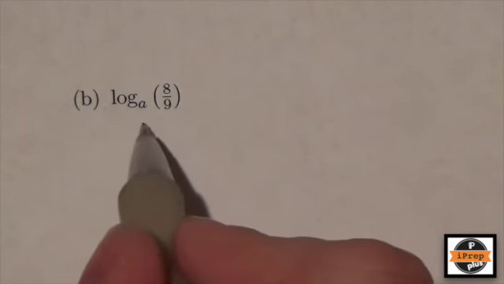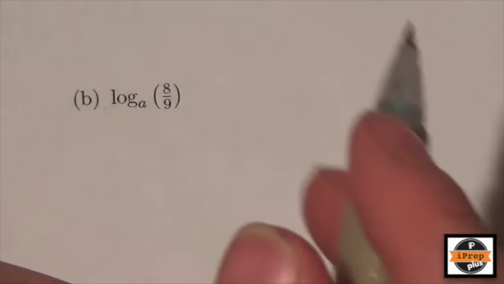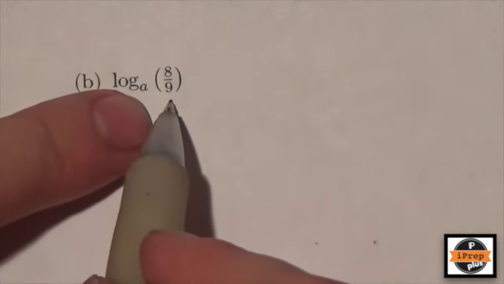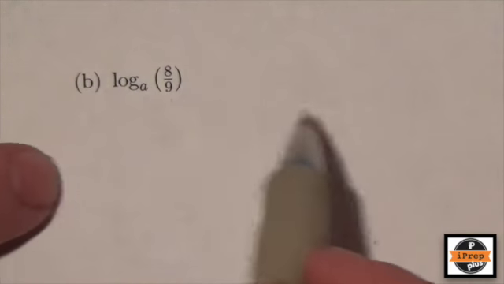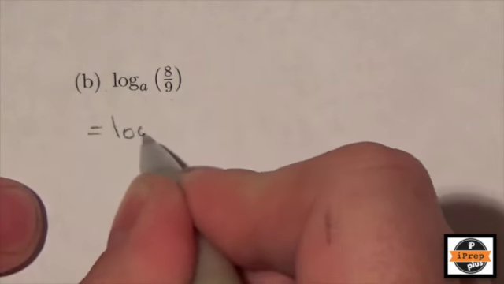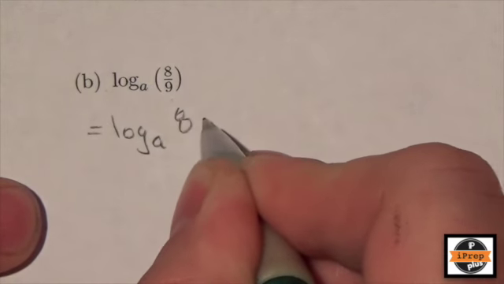Let's take a look at this one. This is b. Log base a of 8 over 9. Okay, again, what I'm wanting to do here is to use my log laws to expand that out and then see if I can find those logarithms in the question here. So division, I know, is going to become subtraction.